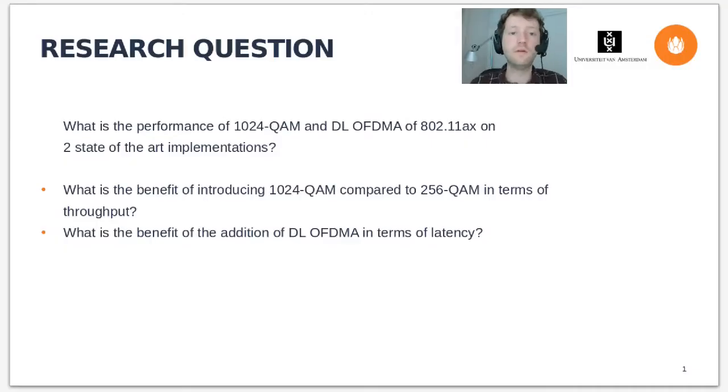Thank you, Arjen. This research is focused on the performance gains of 1024 quadrature amplitude modulation and downlink orthogonal frequency division multiple access in Wi-Fi 6. For 1024 QAM, we are interested in the benefits in terms of increased throughput. For OFDMA, the benefit in terms of latency is of interest.